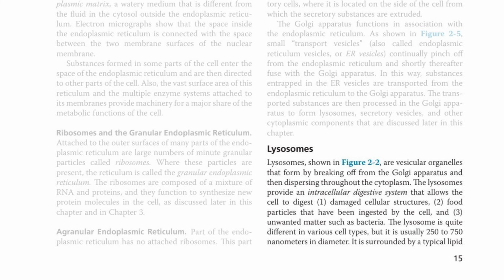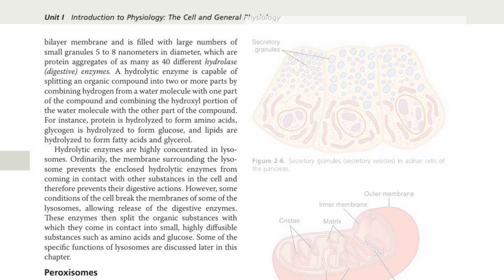The lysosome is quite different in various cell types, but it is usually 250 to 750 nanometers in diameter. It is surrounded by a typical lipid bilayer membrane and is filled with large numbers of small granules 5 to 8 nanometers in diameter, which are protein aggregates of as many as 40 different hydrolase, digestive, enzymes.